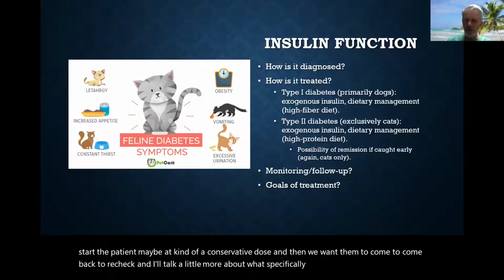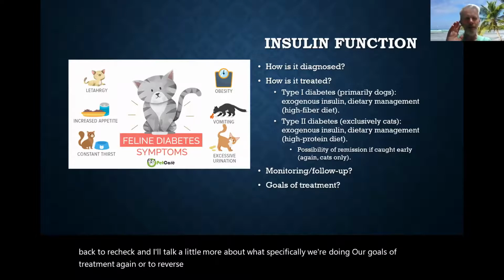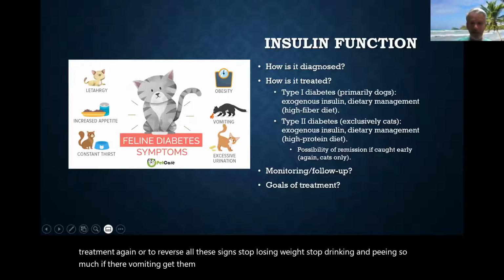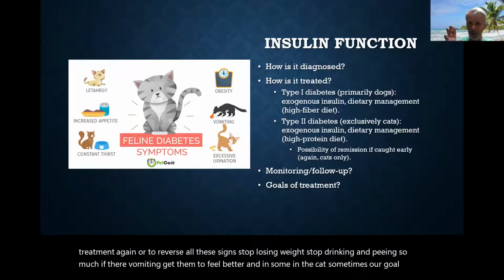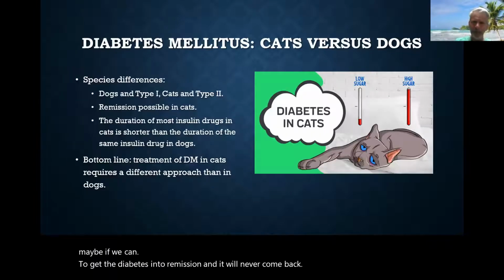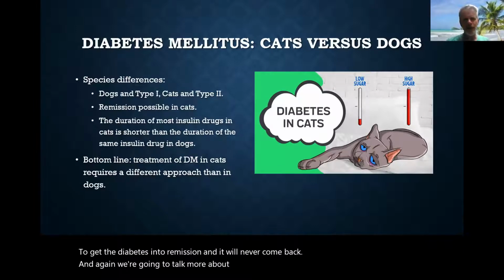Our goals of treatment, again, are to reverse all these signs. Stop losing weight. Stop drinking and peeing so much. If they're vomiting, get them to feel better. And in the cat, sometimes our goal is, if we can, to get the diabetes into remission and it'll never come back. And again, we're going to talk more about client education.